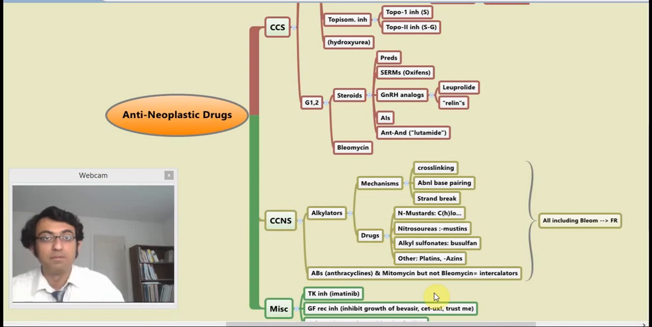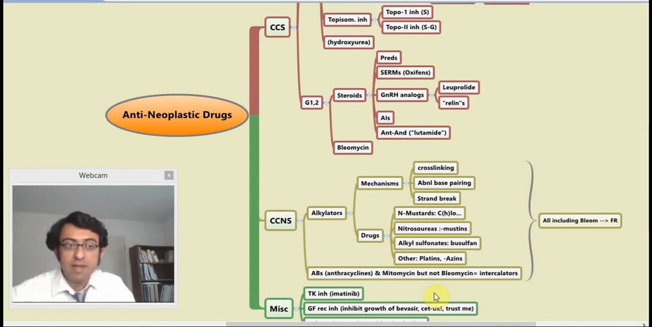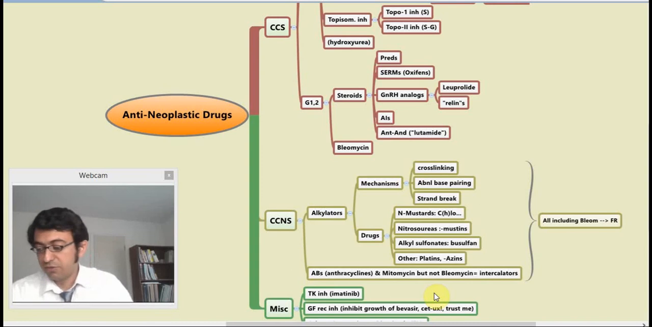True or false, mechlorethamine converts in the body to a reactive cytotoxic product? Well, you just need to remember that mechlorethamine is one of the alkylators, and therefore it is going to be metabolized or produce a free radical that's cytotoxic, as all the alkylators cause that.